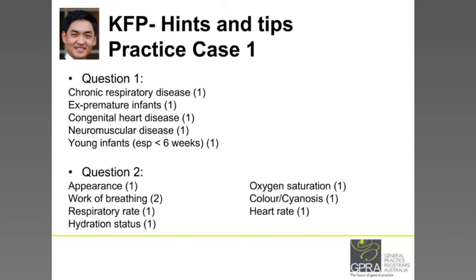In terms of the second part of the question, it was in regards to 5 features on examination that would allow you to assess the severity. As an example, put down these features of the examination, and you can see the increased work of breathing is allocated 2 marks. So if you hadn't put that as part of your 5, then you would have lost 1 mark. But the rest were all worth 1 mark.